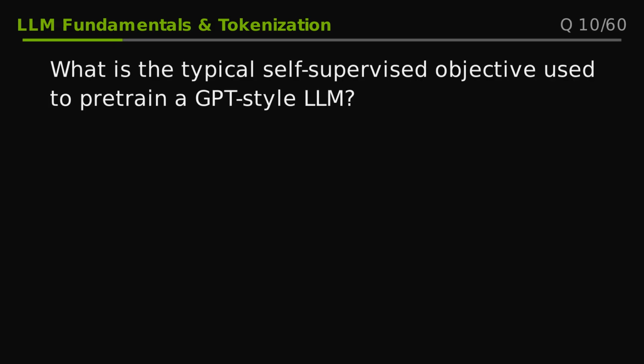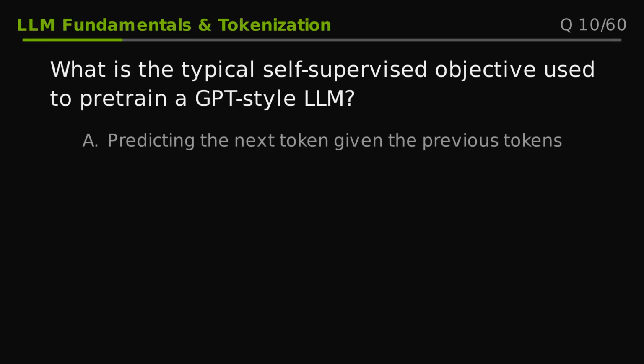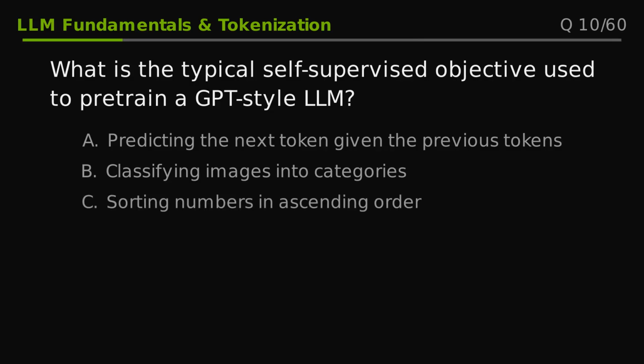What is the typical self-supervised objective used to pre-train a GPT-style LLM? Option A. Predicting the next token given the previous tokens. Option B. Classifying images into categories. Option C. Sorting numbers in ascending order. Option D. Compressing files losslessly.